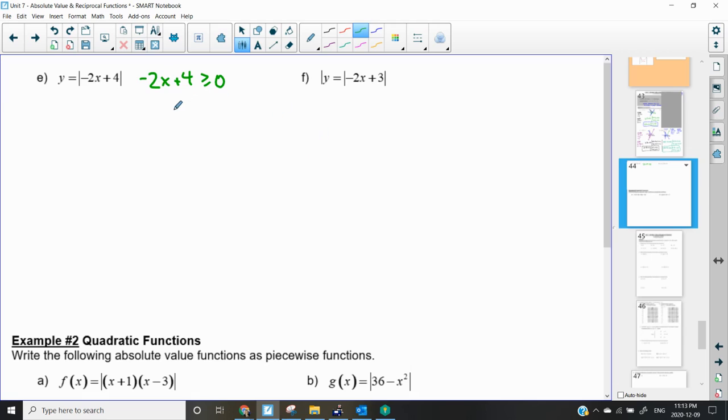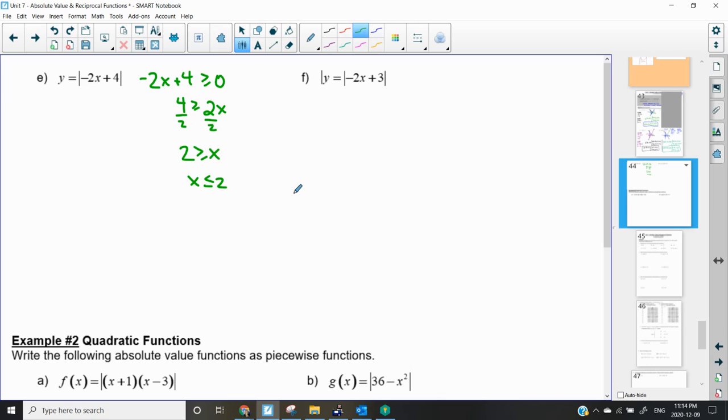So rearranging this equation, I don't like having to deal with negatives, so I'm going to move the negative 2x to the other side. If you didn't do that and you had to divide by a negative, you would have to remember that your sign flips. So just to avoid having to remember that rule, always move your variable so it's positive. So we're going to divide by 2 here, and I have 2 is greater than or equal to x. So rewriting that, that means x is less than or equal to 2.